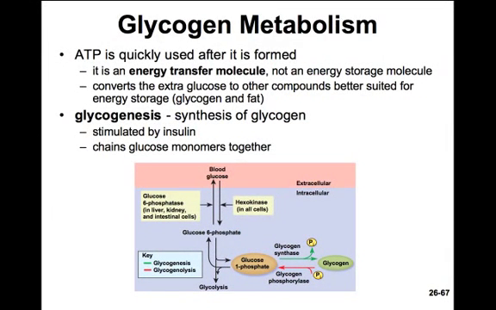Finally, we take a look at glycogen metabolism. So glycogen is a storage carbohydrate. ATP is used very quickly after it's formed, so it's considered an energy transfer molecule, not an energy storage molecule. So if there's plenty of ATP, then we need to store the glucose in other compounds, such as glycogen and fat. So glycogenesis is the synthesis of glycogen. It's stimulated by insulin, and it brings glucose monomers together in a more complex form so that they can be stored.